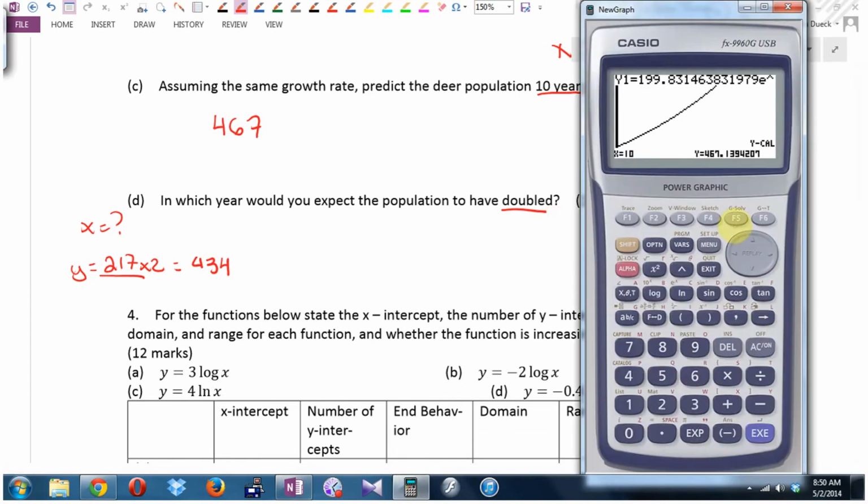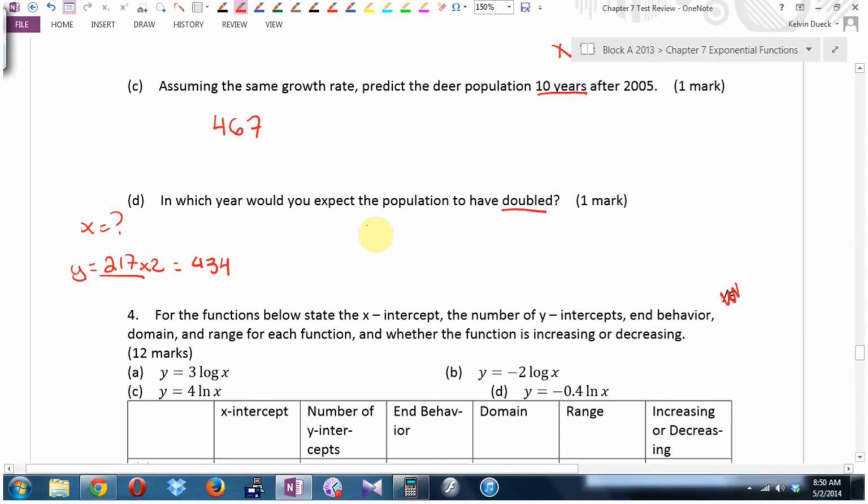So that's going to be G-solve. This time I'm going to do an X calculation. My population is 434. When does this deer population double? Apparently about 9.1 years in. Yeah.